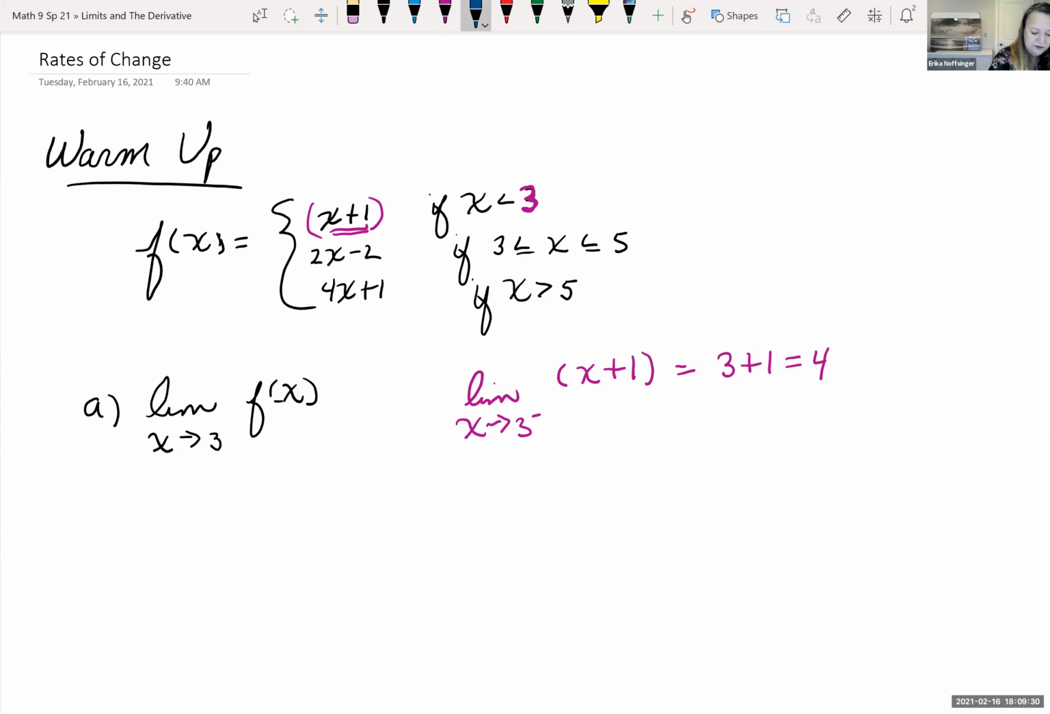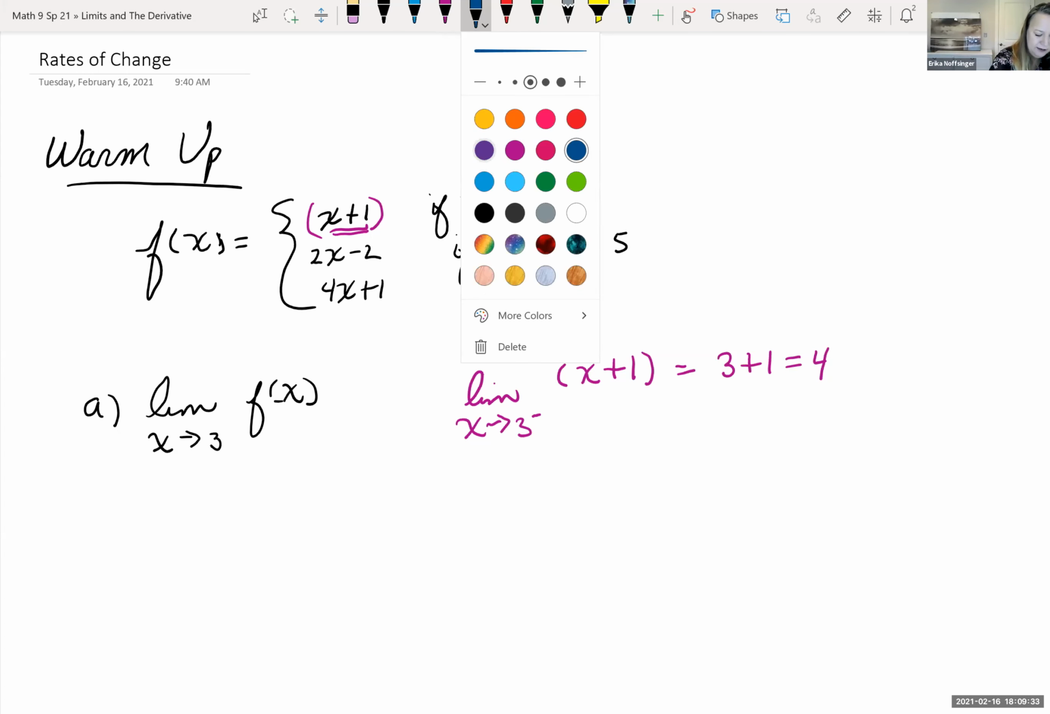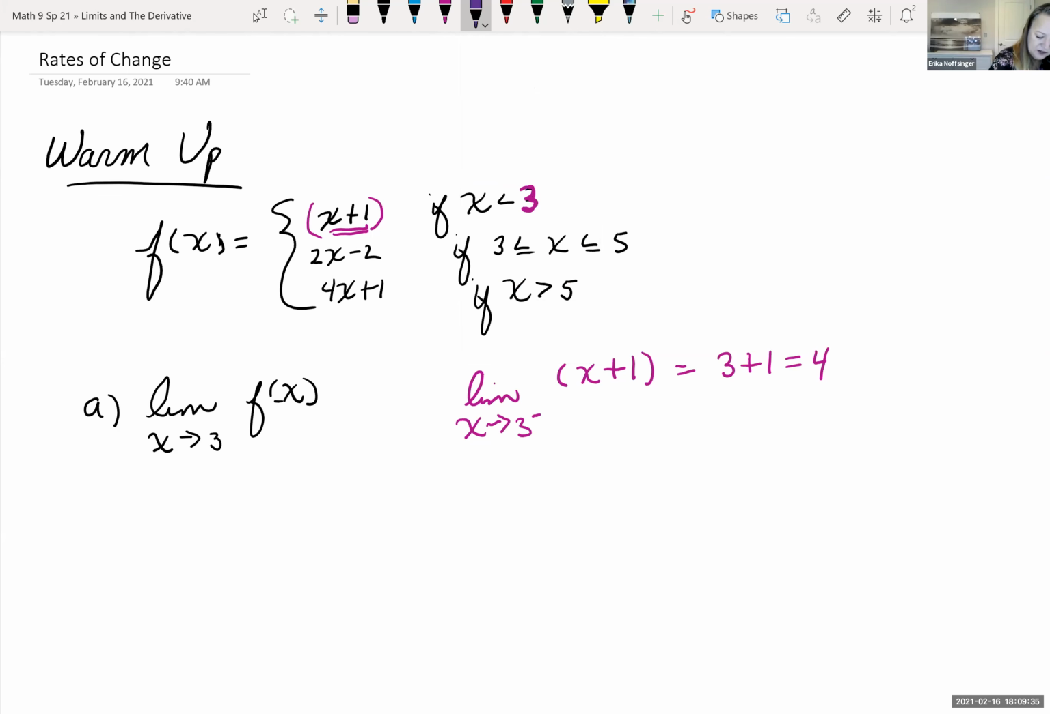We also want to see what's happening on the right-hand side of 3. And so we would use our second equation there. And so let's look at the limit as x is approaching 3 on the right-hand side of 3. That equation, we would use 2x minus 2. Again, we would go in and do direct substitution and plug in 3 wherever we see an x. We have 2 times 3 minus 2. So this gives us 6 minus 2, which is also 4.